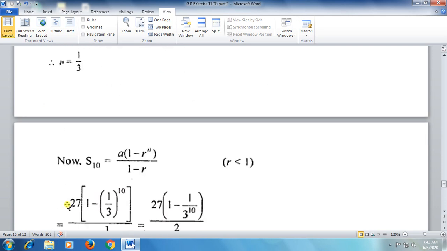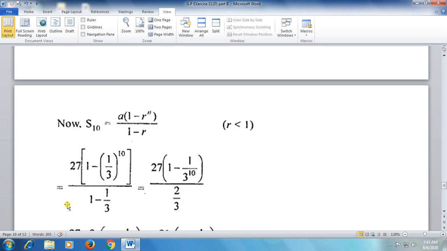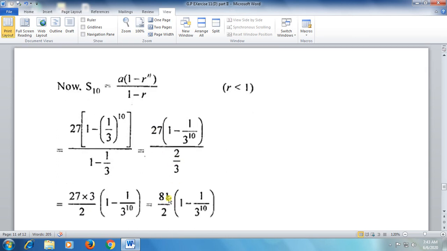Now calculate S10, that is sum of 10 terms. A into 1 minus r to the power of n by 1 minus r. Absolute value of r is less than 1. A is substituted as 27. R is substituted as 1 by 3 and in the denominator 1 minus r is 1 minus 1 by 3. It leads to 2 by 3. So 27 by 2 by 3 can be written as 81 by 2 into 1 minus 1 by 3 to the power of 10.